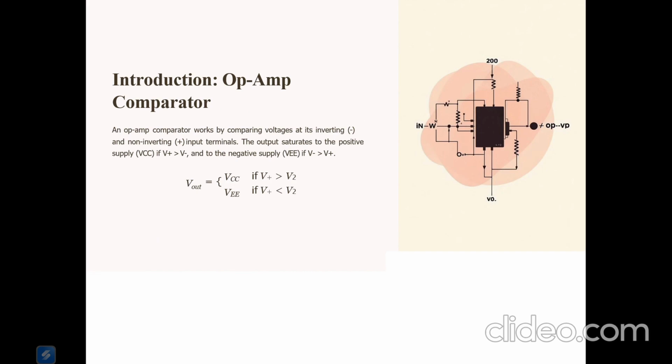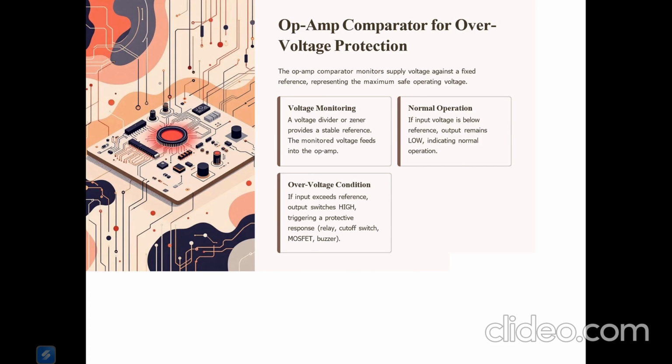Next slide is introduction, op-amp comparator. An op-amp comparator compares two voltages, the input voltage and the reference voltage. If the input is higher than the reference, the output becomes high. If the input is lower, the output becomes low.